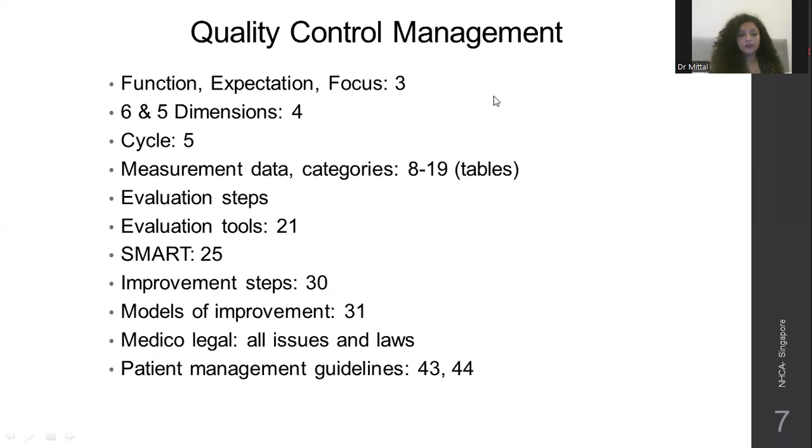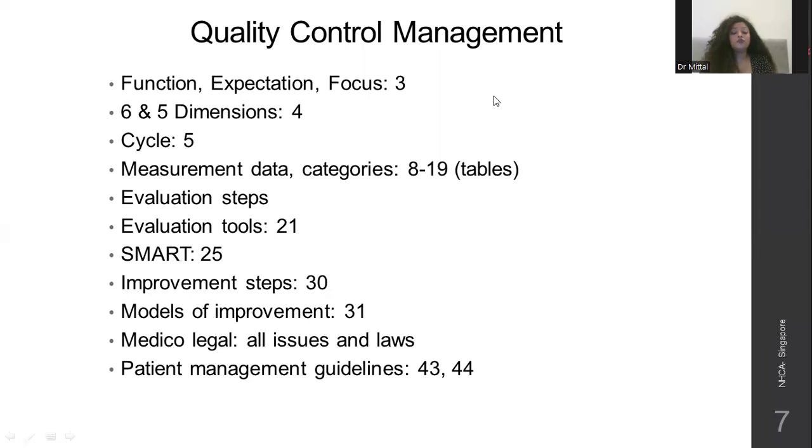Tables are given in this chapter. From those tables you will understand. Then evaluation steps, displaying the statistical data and all. Evaluation tools: which tools we can use for evaluating and checking your collected data. SMART objective: specific, measurable, attainable, rational and time bound.